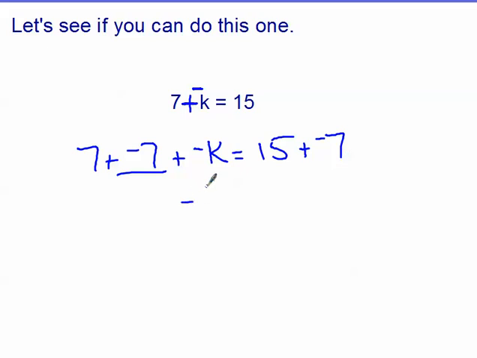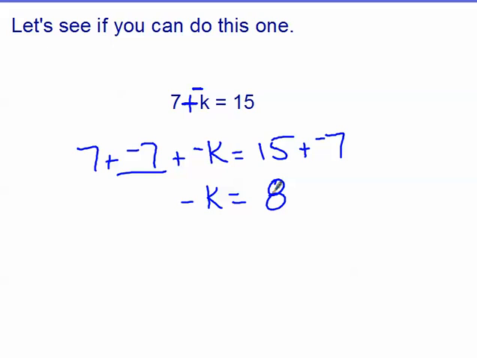So we end up with negative k equals, and then we've got 15 plus negative 7, which means we're going to subtract those. And we should end up with a positive 8, because 8 and 7 make 15. Okay? Now, negative k is equal to 8. Well, if negative k is equal to 8, then what do you think positive k would be equal to? Correct. It's going to be a negative 8.